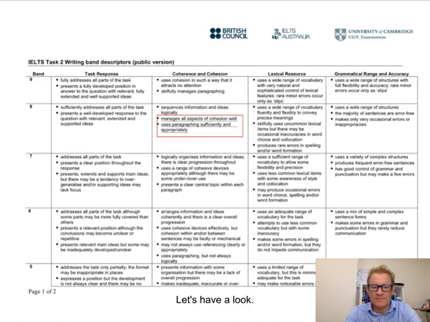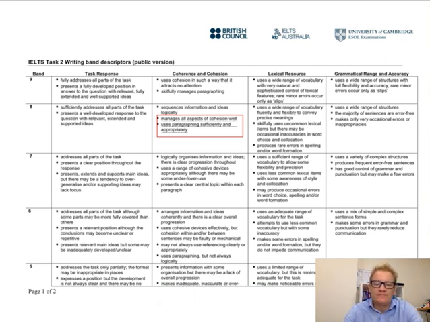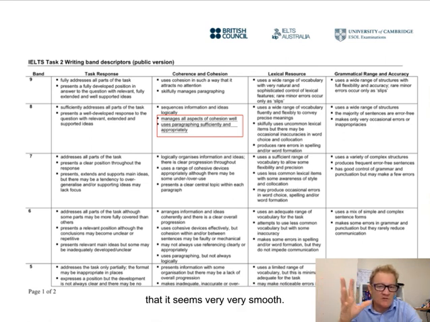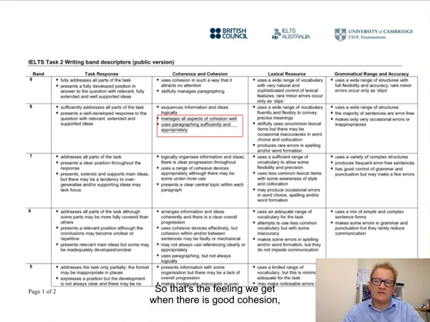Let's have a look. So it's interesting actually, if we look at a band 9, it says uses cohesion in such a way that it attracts no attention. So this means that when we're reading some native speaker writing, it seems very, very smooth. There is good cohesion. Everything's connected nicely. So that's the feeling we get when there is good cohesion. And the opposite is true when cohesion doesn't work. It feels, what we say, clunky. It's not smooth. It's rough.